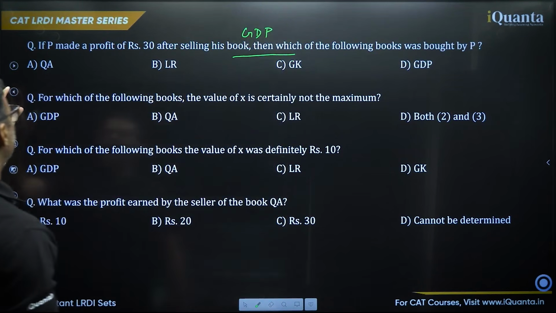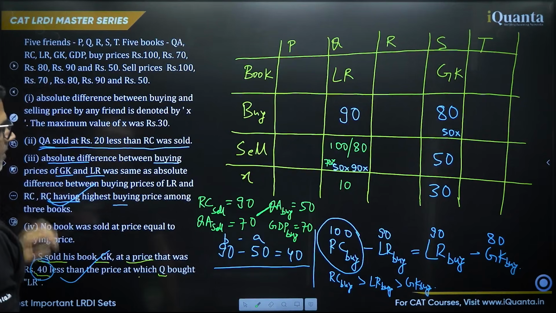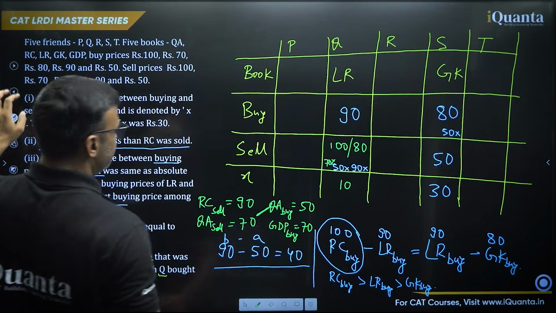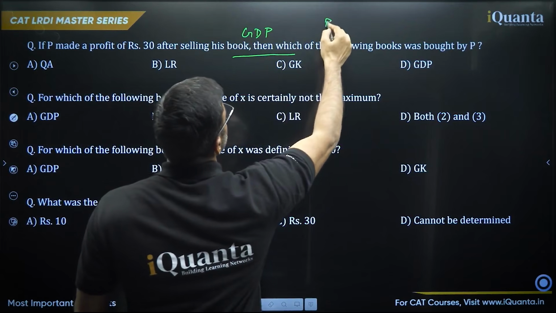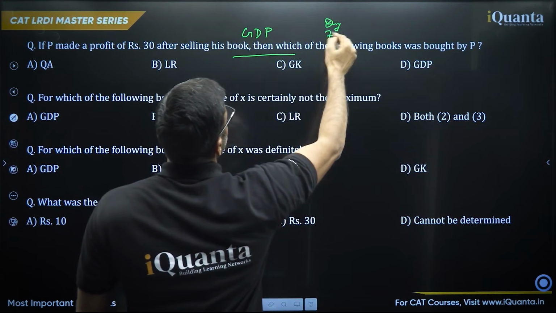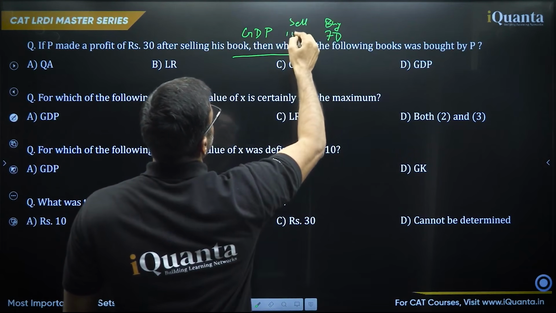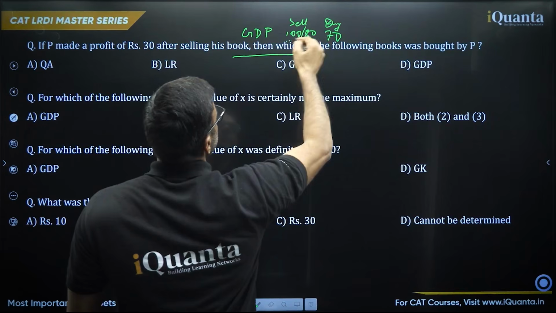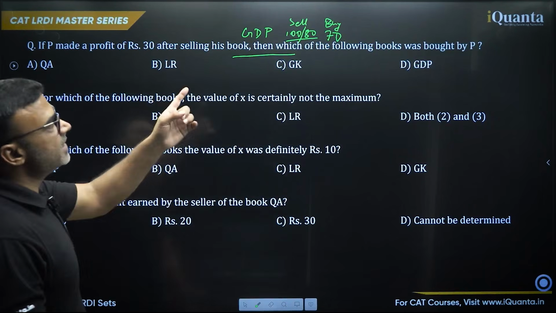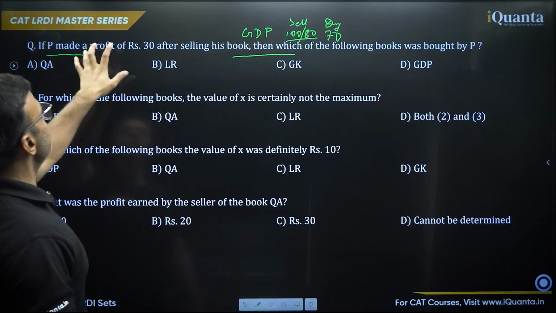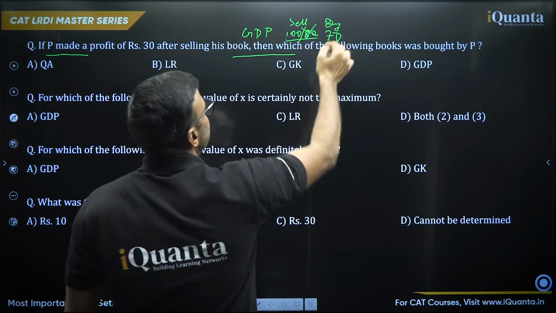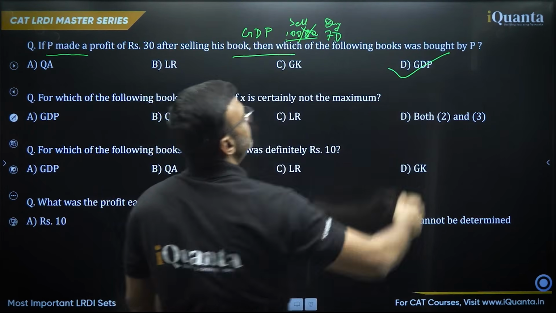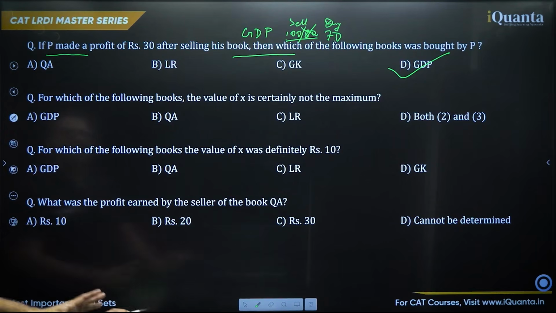And how is that possible? Let's clarify that as well. The GDP buy price is fixed, that is 70. And the sell price was either 100 or 80. So in this case, a profit of 30 is possible. If I tell you that it is making a profit, then 80 is gone, so 100 minus 70 is 30. The only way it is possible is GDP. It is not possible for the others. So it's a simple situation.